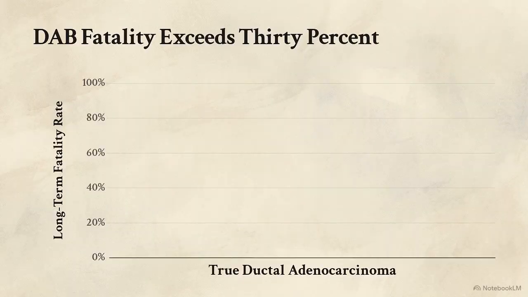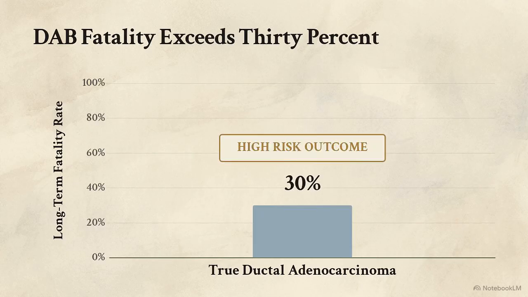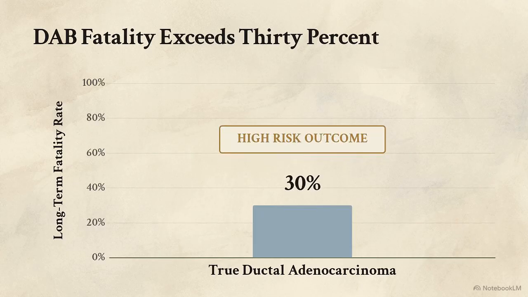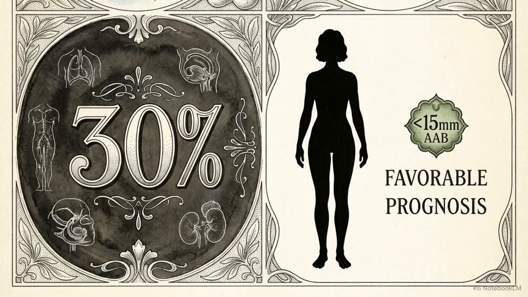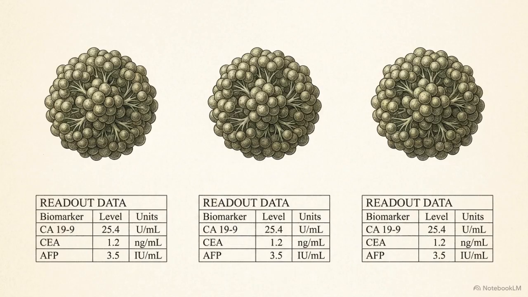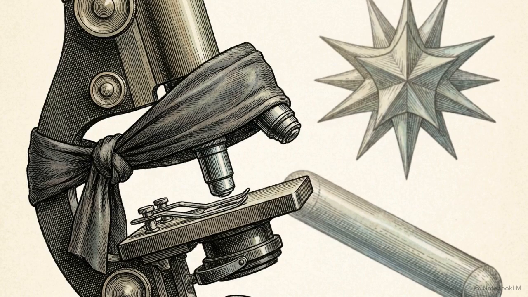Because of this rapid spread, true DAB carries a significantly poorer prognosis, with a long-term fatality rate of approximately 30%. This is a stark contrast to isolated sub-15 mm AABs, which typically have a good to excellent long-term outcome and are highly controllable. Conventional prognostic factors, including immunohistochemical biomarkers, fail to identify which of these early 1 to 14 mm tumors are actually fatal. Without the architectural context provided by imaging biomarkers, cellular-level tests alone are blind to the lethal structural differences between AAB and DAB.